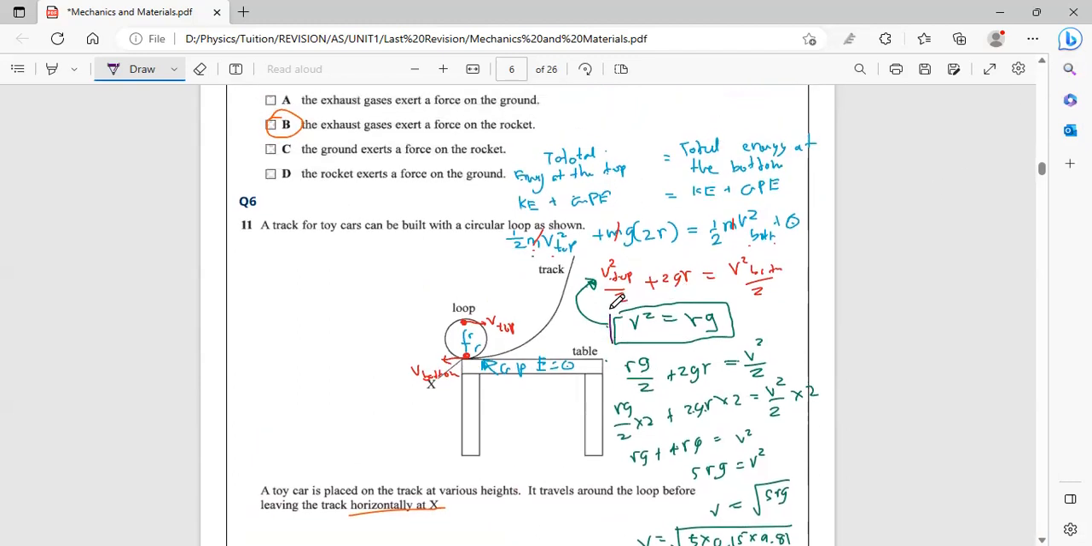In this case, we need an extra knowledge. I'm going to give you that. So you can use it. If the car completes the loop, the square value of the velocity at the top would be equal to Rg. Use that information to do the question.